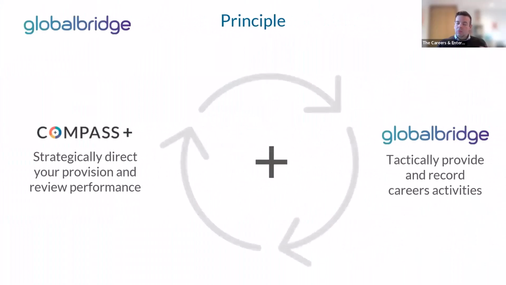So, the recommended way in which we recommend you use the products together. We have a guiding principle for how we use Global Bridge, or indeed any of our partners, together with Compass Plus, and that is based on what we call a cyclical principle. So it works on the basis of a cycle. What we recommend is that you use Compass Plus to strategically direct your provision and review your performance. So at a high level, you're using your evaluations data from taking your Compass evaluations to look at your strategy for your programs, looking where you've got gaps and how you might fill them.